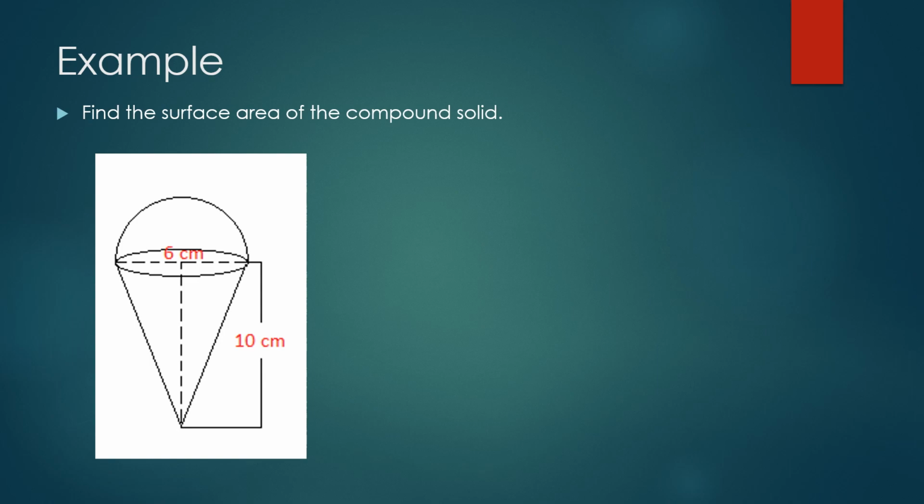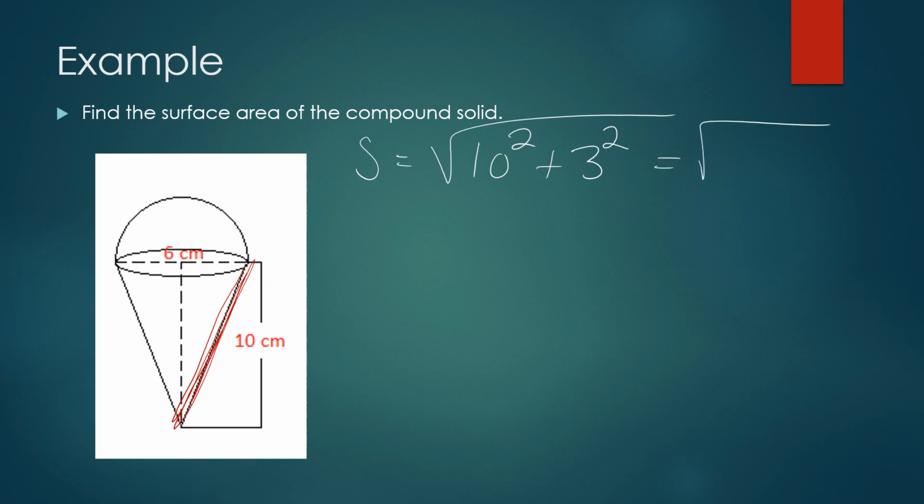Before we can find the surface area of the cone, we need to know this here, the slant height. So we're going to find the slant height first. That is going to be the square root of the height of the cone, which in this case is 10, squared, plus the radius squared. Now the diameter is 6 centimeters, so the radius is going to be 3 centimeters, squared. Now, of course, this is going to be the square root of 109. This is approximately 10.44.